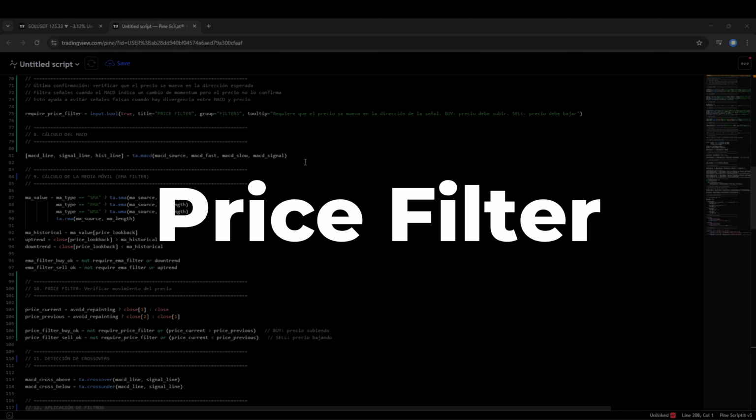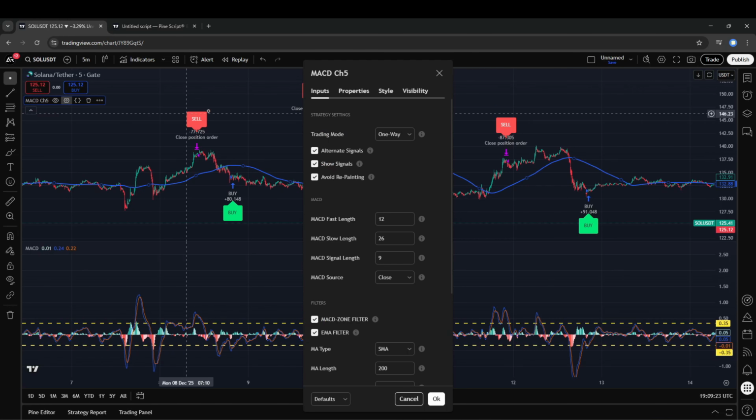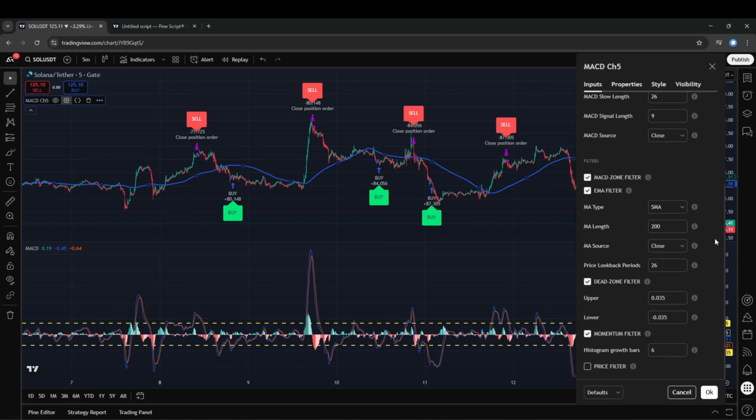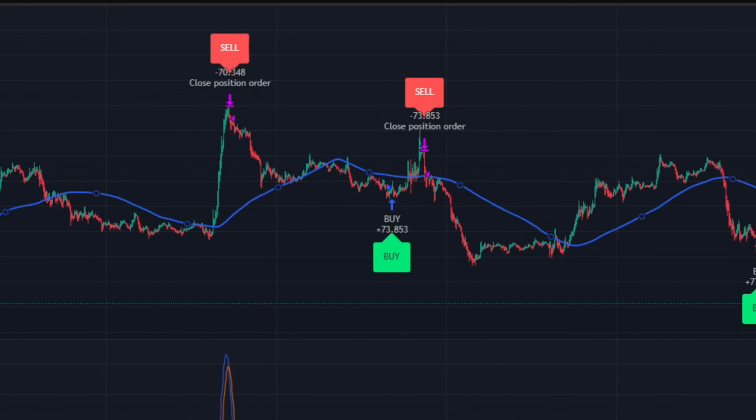We add the price filter to confirm price direction. Buy signals require the current price to be higher than the previous price. Sell signals require the current price to be lower than the previous price. This helps remove signals when price does not confirm MACD momentum.